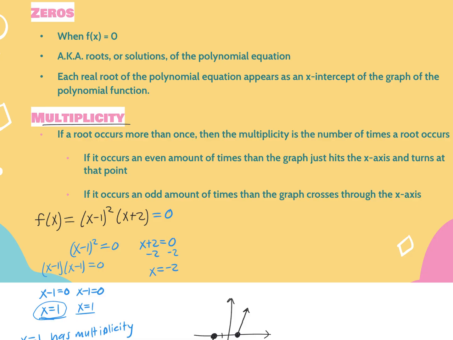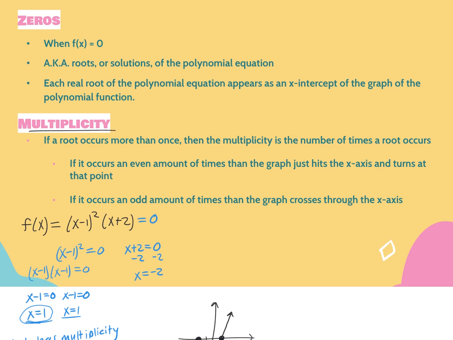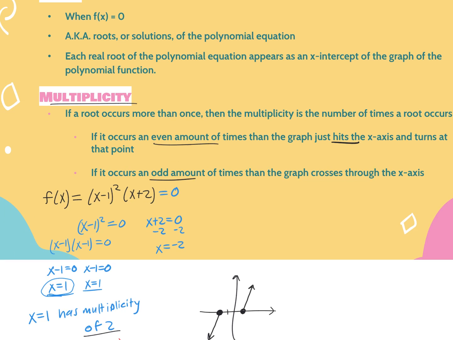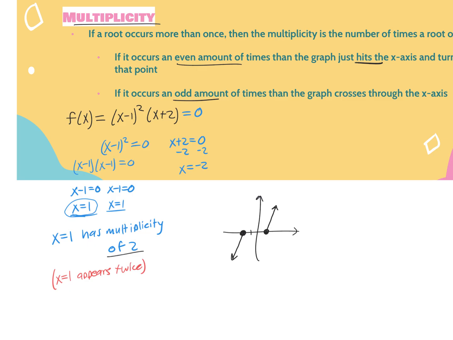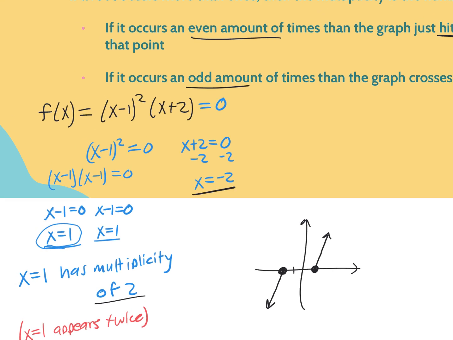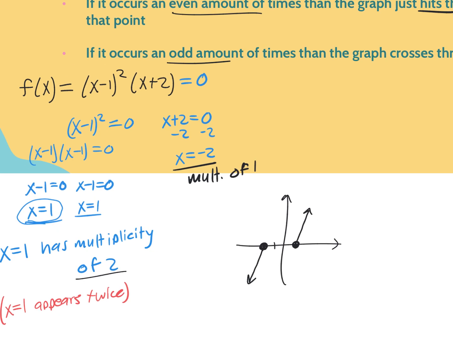If a root occurs more than once, then the multiplicity is the number of times that a root occurs. If it's even, so if it appears an even amount of times, then it hits the x-axis and turns at that point. If it's an odd amount of times, then it crosses. So think about this. x equals negative 2 appeared once. So this one has a multiplicity of 1, and 1 is an odd number. So at negative 2, I'm going to cross that point right there.